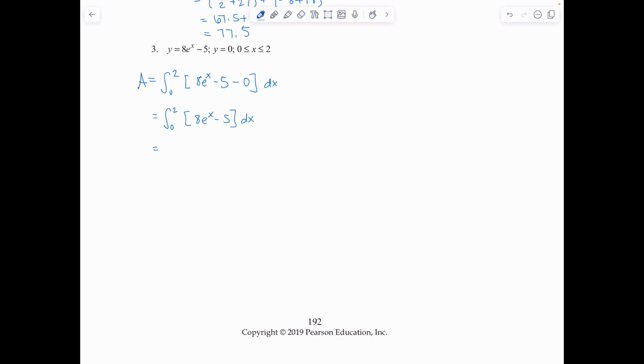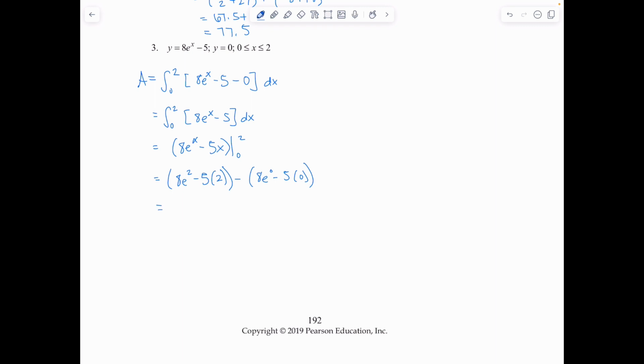which evaluated the antiderivative, 8e to the x minus 5x from 0 to 2. We'll have 8e squared minus 5 times 2 minus 8e to the 0 minus 5 times 0. That will give us about 59.112448 minus 10 minus 8. So our area is approximately 41.112.